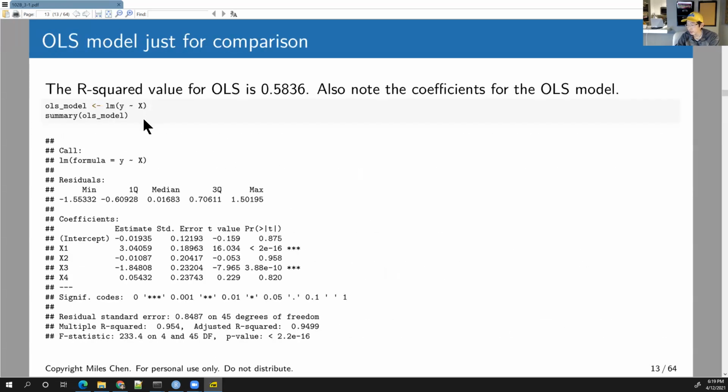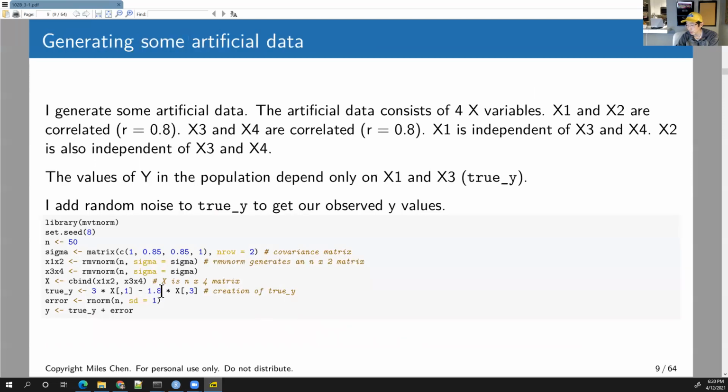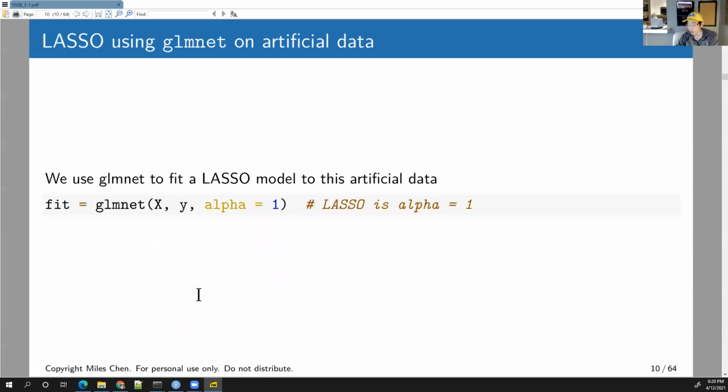If you just fit regular old lm to this and ask for the summary, it correctly picks out that x1 and x3 are the correct terms, and it finds that the others are not significant. The coefficients here are 3 for x1 and negative 1.84 for x3, whereas when I drew the true y, it is 3 times x1 and negative 1.8 times x3.